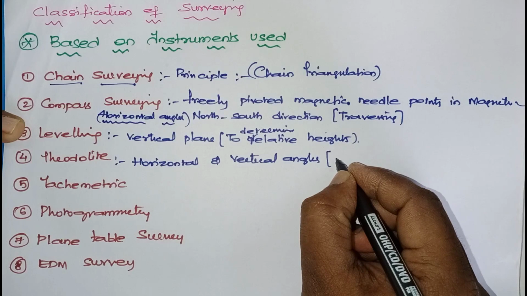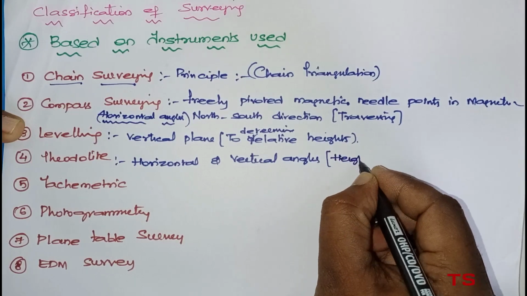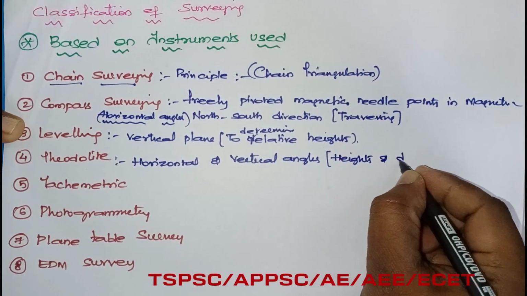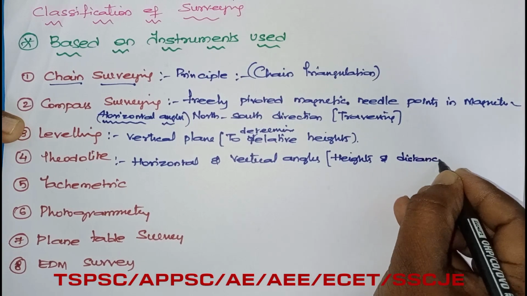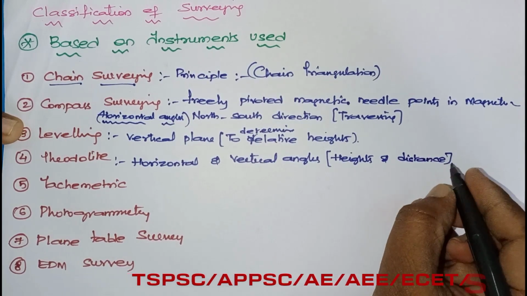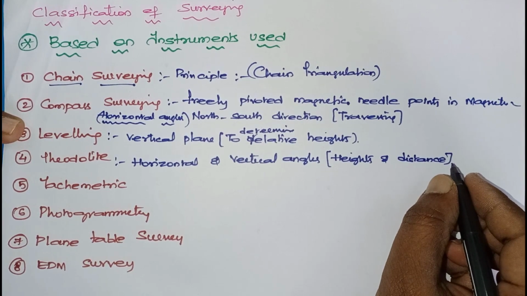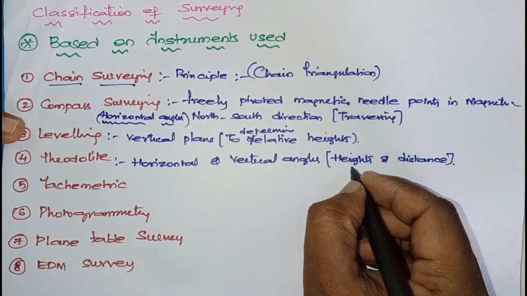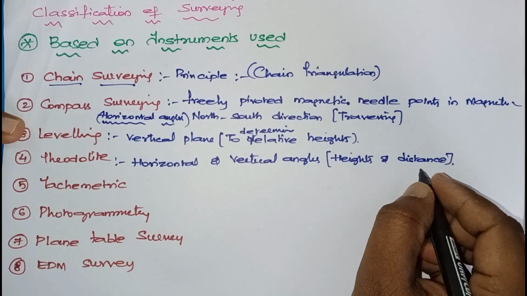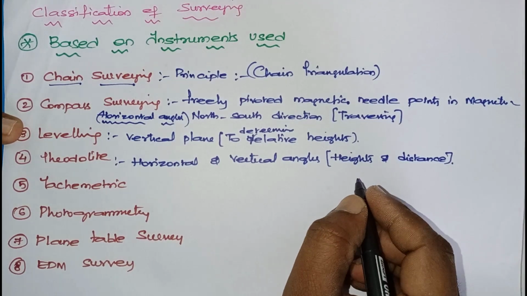Vertical angles mean, in order to find out heights and distances, the height of a building, the height of a tower, the RL of the top of spires, towers, like that, you can calculate. I think you had the heights and distances topic in your mathematics before 10th class.